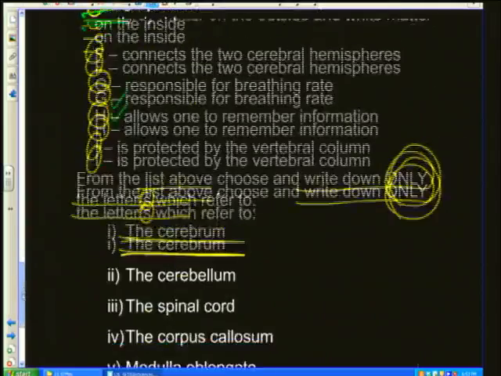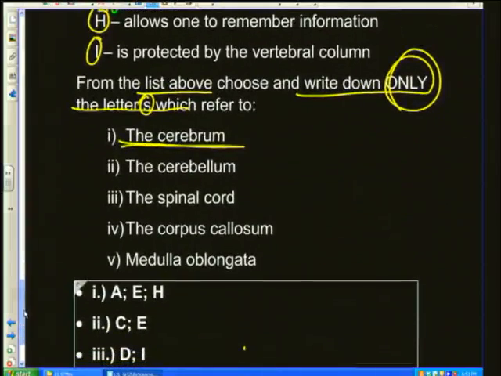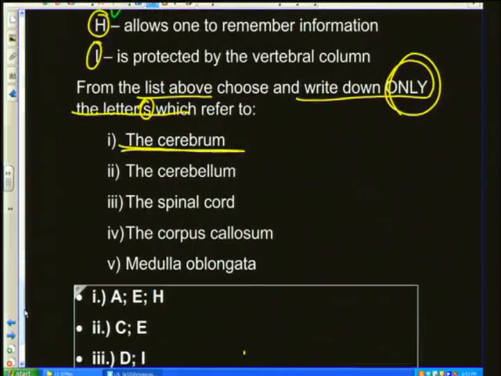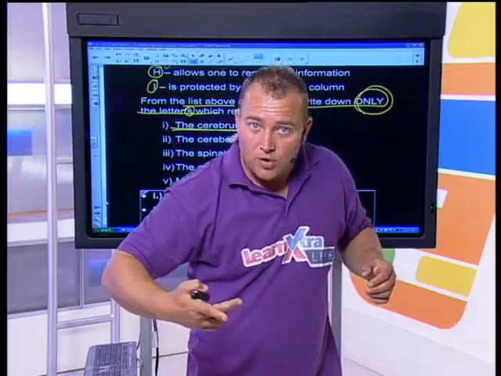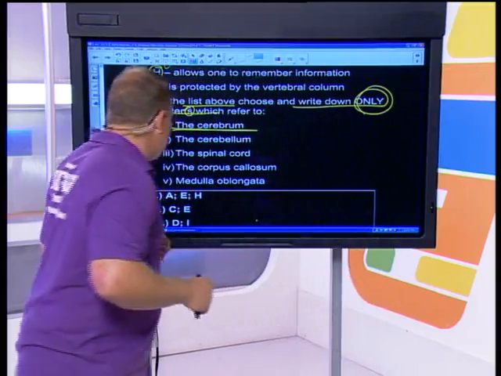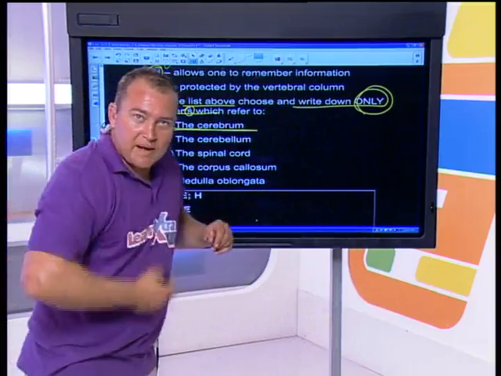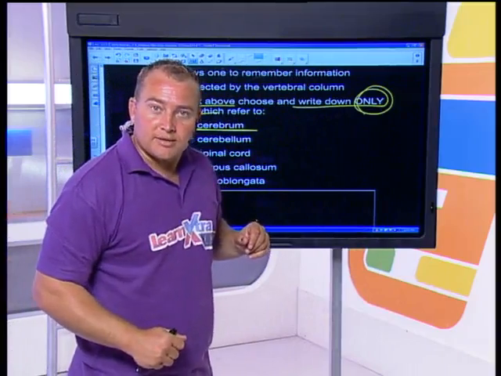And the two, of course, or the three, should I say, or the two, yes, was D, which means it had the white matter on the outside and the grey matter on the inside. It's opposite to the brain, right? And then, of course, it's protected by the vertebral column, right?